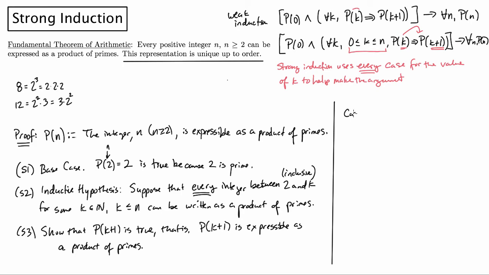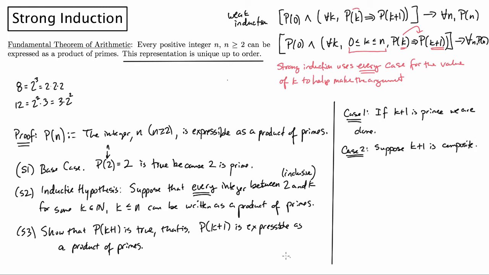So there are 2 cases here. Case 1, if k+1 is prime, we are done. Because if k+1 is prime, then clearly that number is expressible as a product of primes, namely just itself. Case 2 is, on the other hand, let's suppose that k+1 is composite.